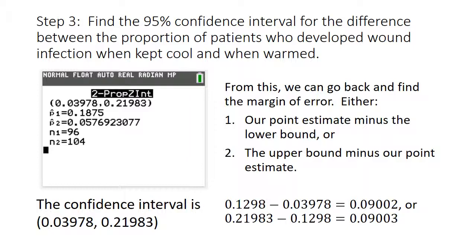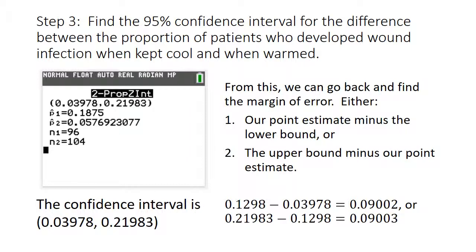And look at that. P hat 1, 0.1875, just like we did before. P hat 2, well, that's a few more decimal places, but you get the idea. And it tells us what our N1 and N2 are, just so that we know we set things up correctly. So those two numbers in parentheses, that's our confidence interval. Our confidence interval is the values between 0.0398978 and 0.21983. What this says is that we believe the difference in the proportions is somewhere between these two values.